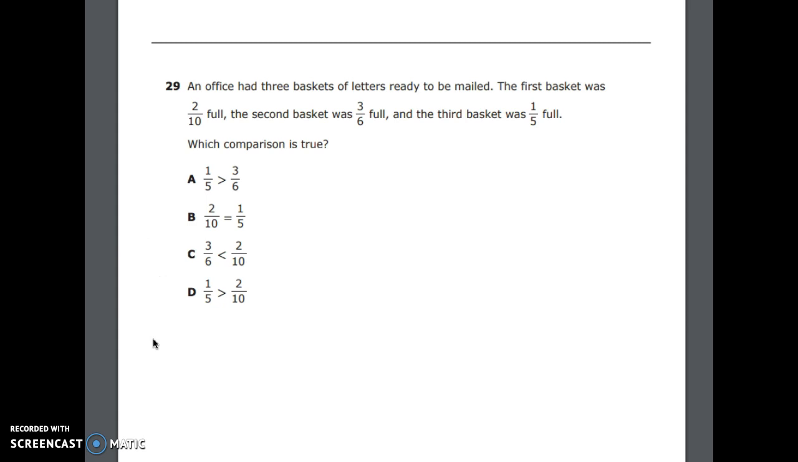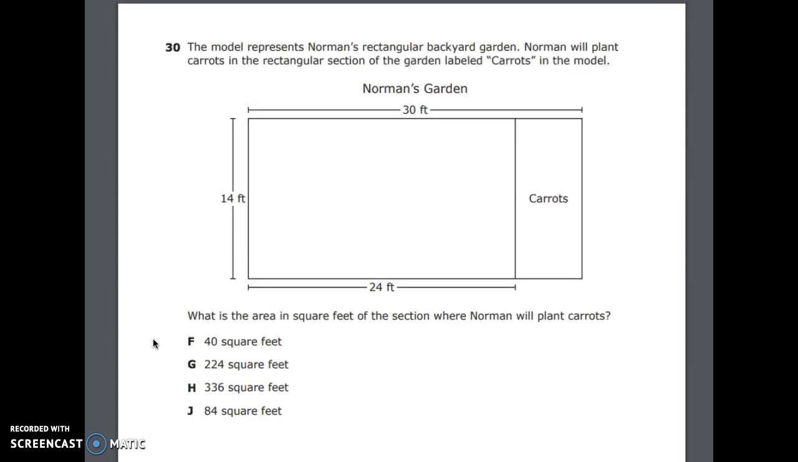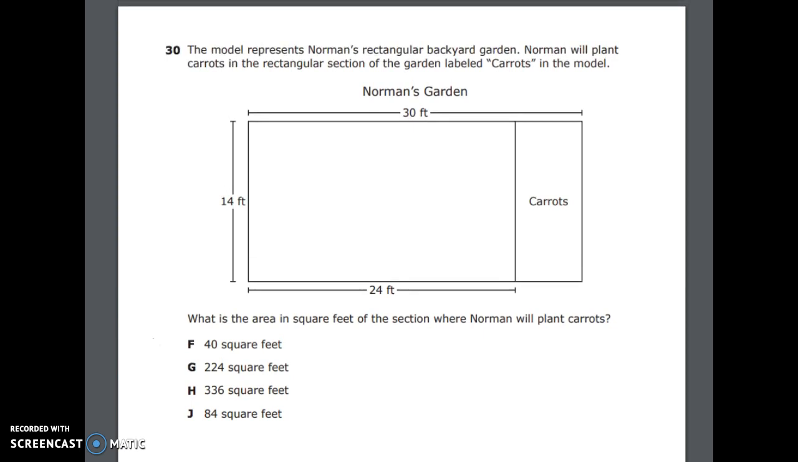Number 30. The model represents Norman's rectangular backyard garden. Norman will plant carrots in the rectangular section of the garden labeled carrots in the model. What's the area in square feet of the section where Norman will plant carrots?